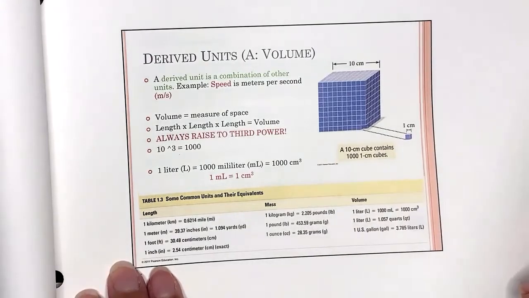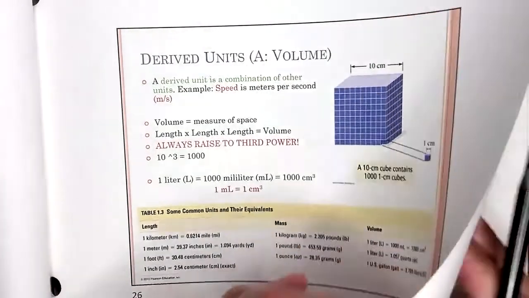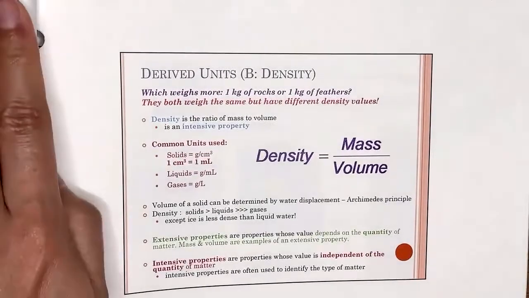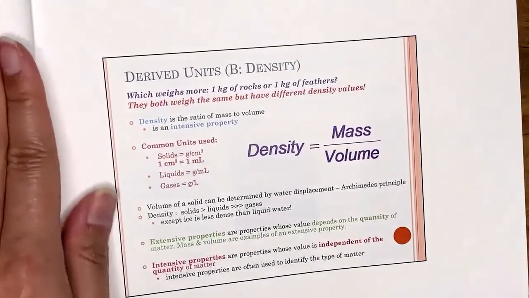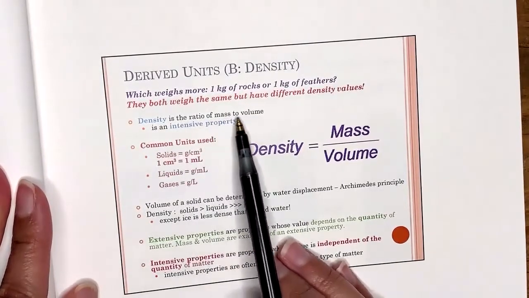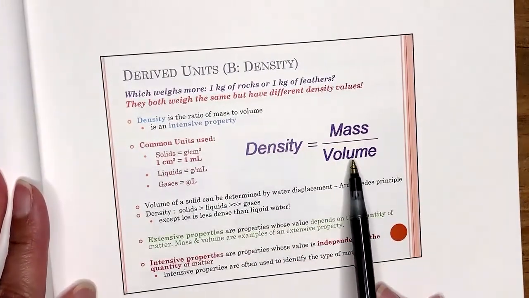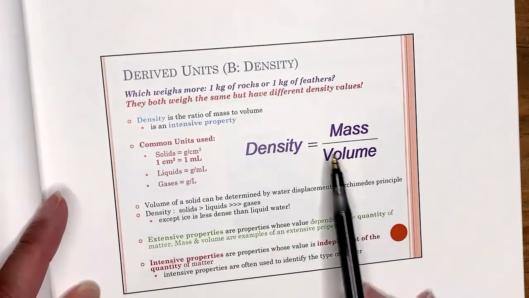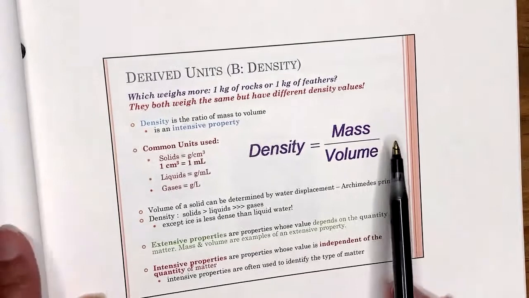All right, so let's keep going. On top of this volume, we want to talk about density right here. So density is basically a ratio of mass to volume. Mass divided by volume gives you density. Density is an intensive property. So what in the world is an intensive property?